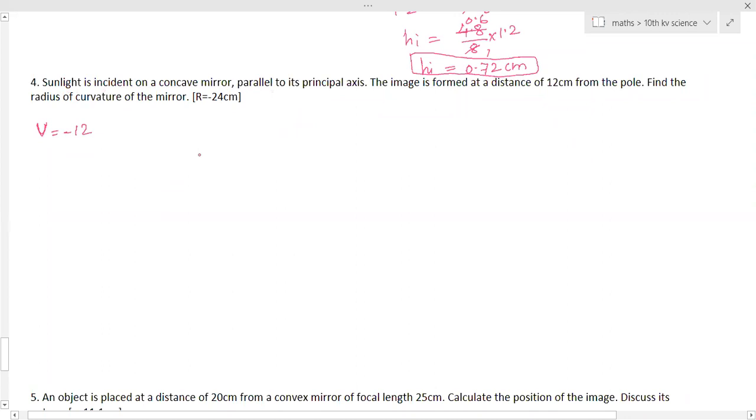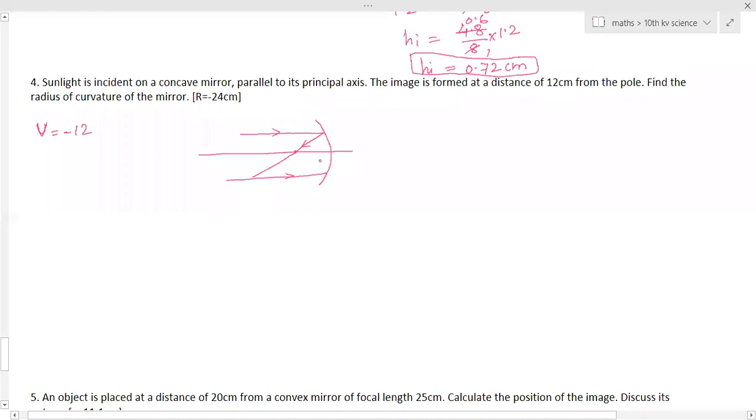It's a concave mirror, right? Sunlight is incident on a concave mirror parallel to its principal axis. So where will it pass through? Focus. So it passes through the focus. Another ray parallel to the principal axis, where will it pass? Focus.